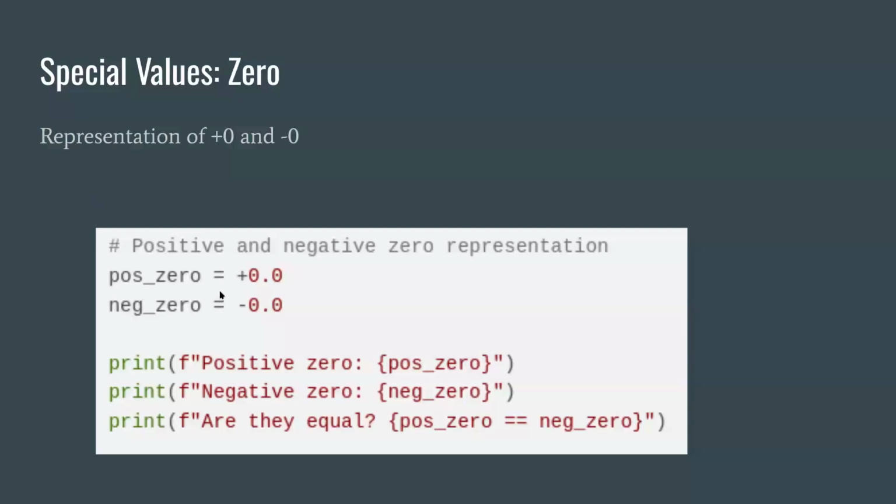And in Python, you can see through this example that positive 0 and negative 0 are represented. So it shows that while positive and negative 0 are conceptually different, they are considered equal in numerical comparisons.